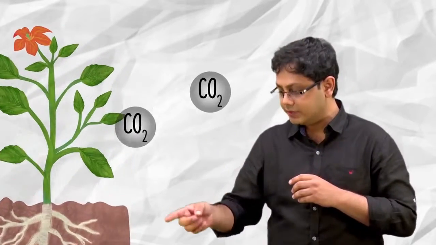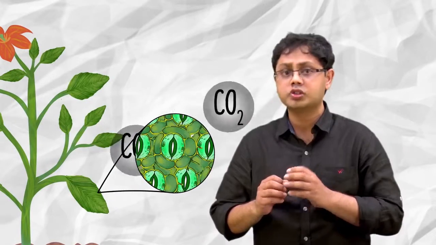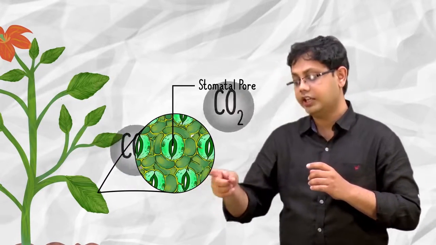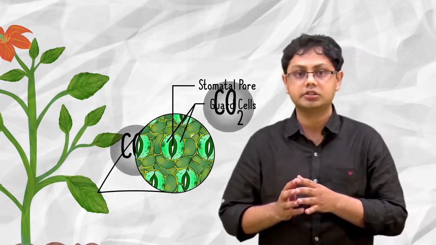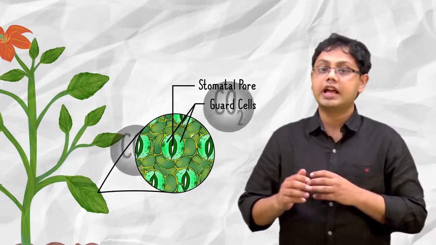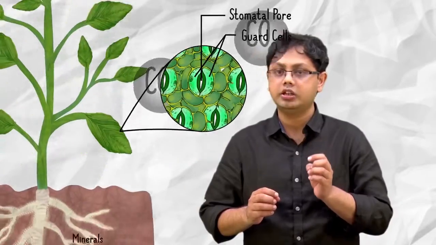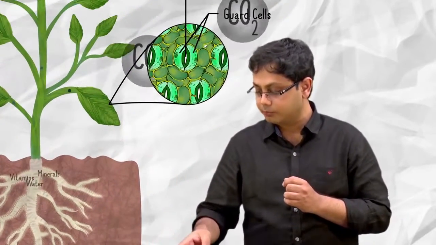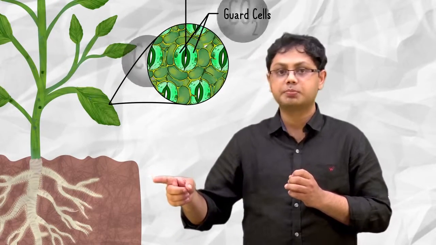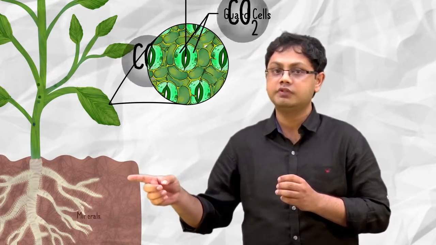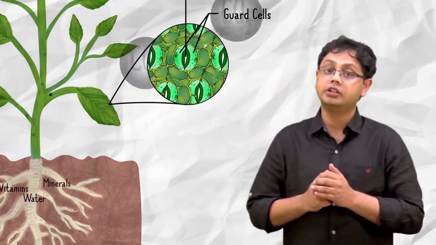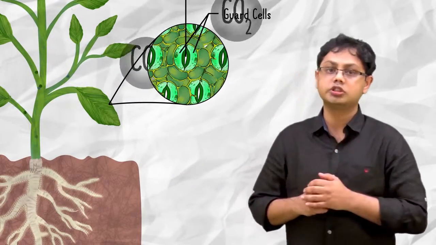The plant absorbs carbon dioxide from the air through its leaves, through tiny little pores called stomata. Stomata are surrounded, as you can see, by guard cells. The water, vitamins, and minerals required as raw material are absorbed by the roots and then transported from the roots through the stems to its branches and finally to the leaves, where most plants carry out this process of making food, or the process of photosynthesis.